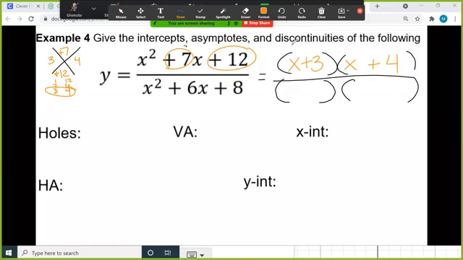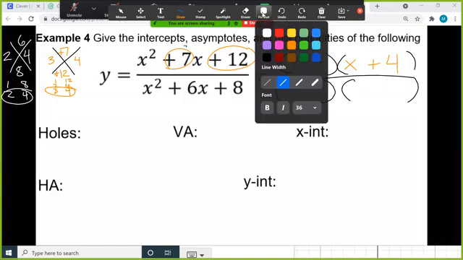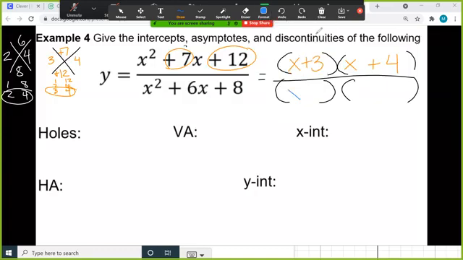And you have to do the same thing for the bottom. So if you look at the denominator, we're going to put the 8 on the bottom and the 6 on the top. So the factors of 8 are 1 and 8 and 2 and 4. Which would add together to give me the 6? The 2 and the 4. So in the denominator, I'm going to factor it as x plus 2, x plus 4.